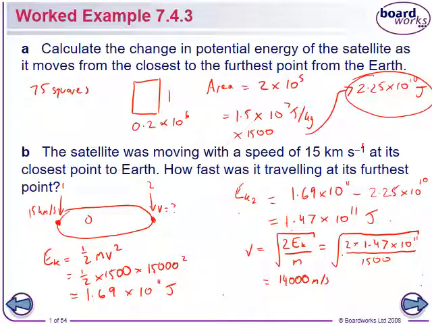The original one was given in kilometers per second, so it's nice if we do that with this one too. So there's your answer, 14 kilometers per second.